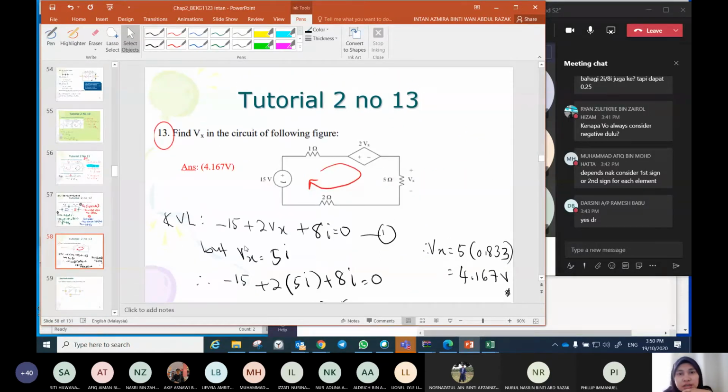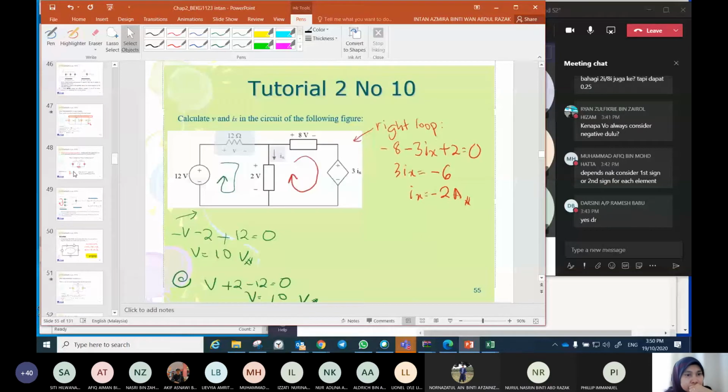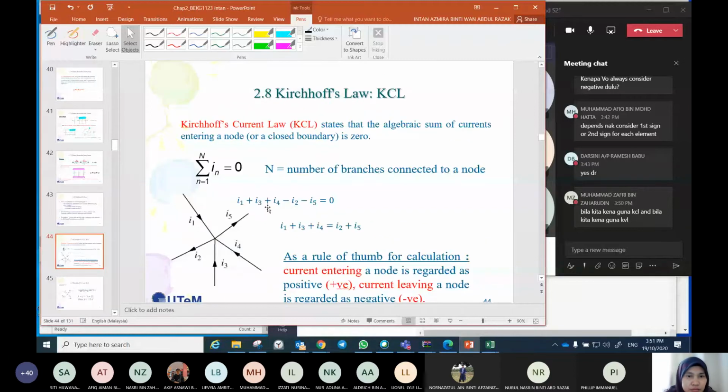Same goes for KCL. KCL states that the summation of currents entering a node is equal to 0. This is KCL. The algebraic sum of currents entering a node is equal to 0. But if the current leaves the node, we put it negative. Or the current entering equals the current leaving the node.